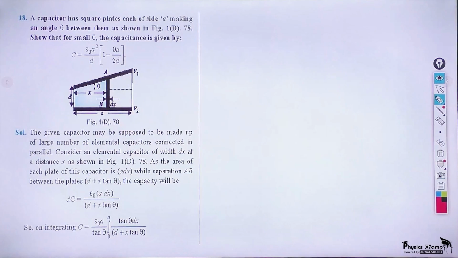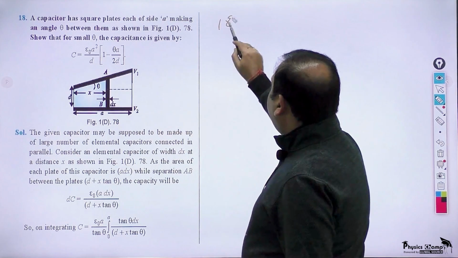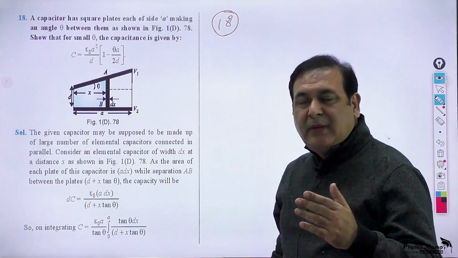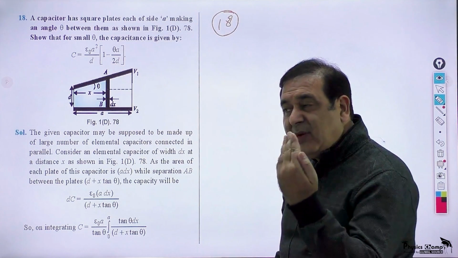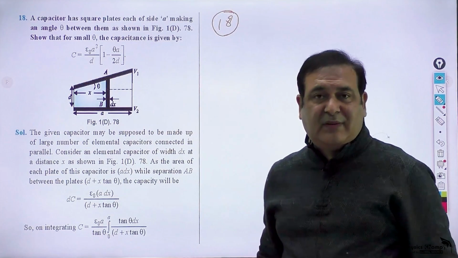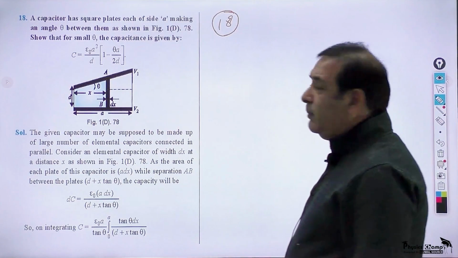Now look at question number 18. Earlier, the two questions that we have done were about k being variable along the x axis or k being variable along the y axis. This time there is no dielectric constant between the plates.